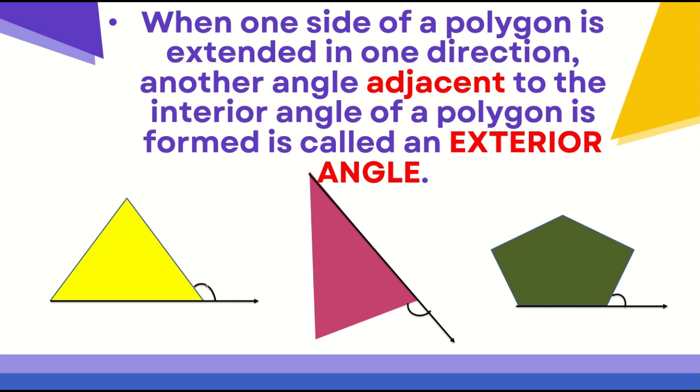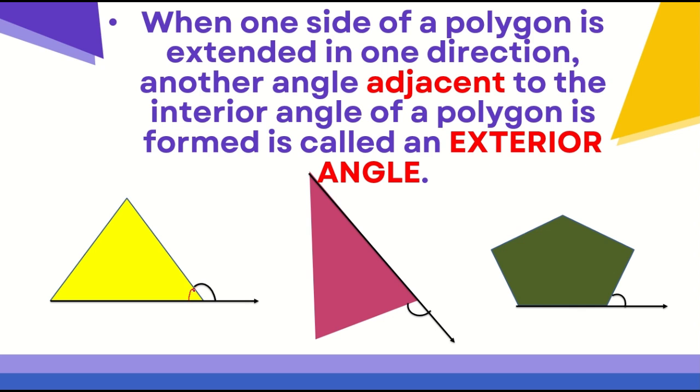O kapag in-extend natin tong side na to in one direction, makakapag-create tayo ng exterior angle, which is ito yung angle na yon. Adjacent siya doon sa isang interior angle o yung nasa loob na angle. Ano nga ba ang ibig sabihin ng adjacent? Adjacent means an angle lying next to each other with nothing in between.